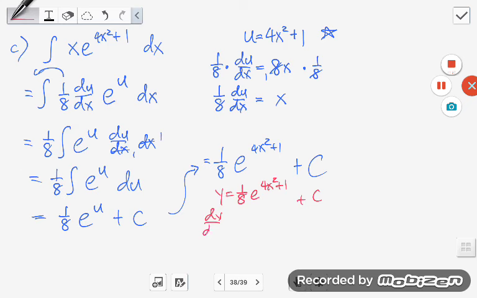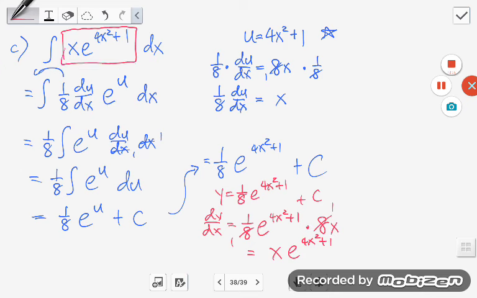My dy/dx is going to be, when I differentiate my c, it becomes 0, so I don't have to worry about that. So the 1/8 is going to stay there, and this is a quadratic inside my exponential, so I'm going to do the outside one first. The derivative of the exponential function itself is the same, multiplied by the derivative of the inside, the quadratic, that will give me 8x. So the 8 and the 8 cut out, and I will get x multiplied by e to the power of 4x squared plus 1, which is what I have over here. So my answer is good.